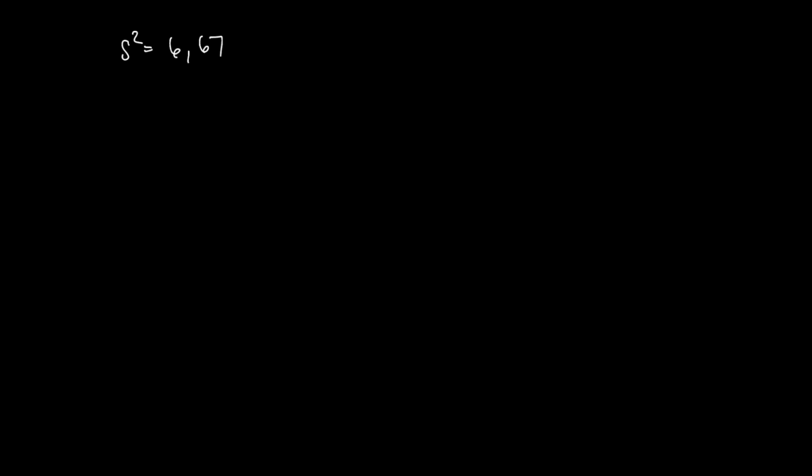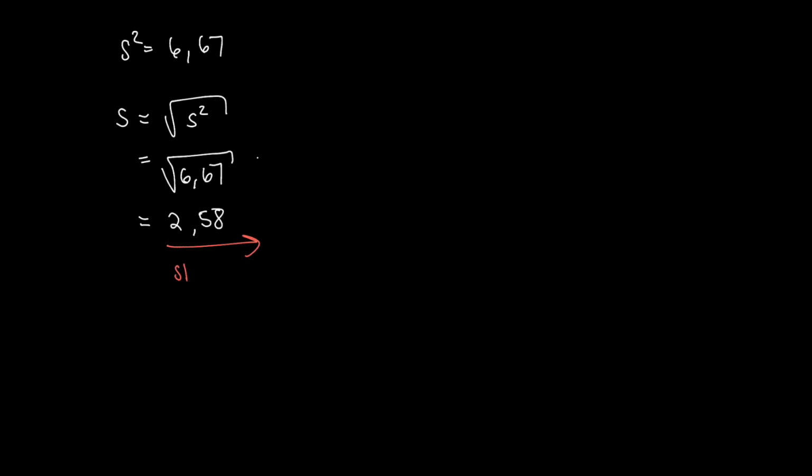It means that the standard deviation is the square root of the variance. So that would mean that the standard deviation of this data set is the square root of 6.67, and that gives us 2.58. So this is our standard deviation, and this is the variance.